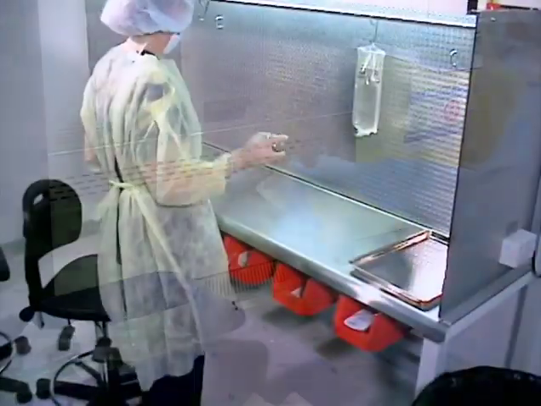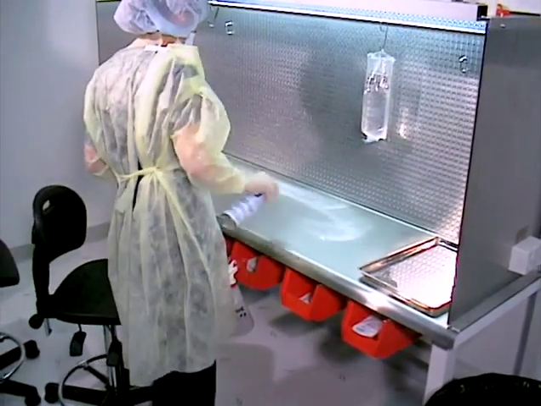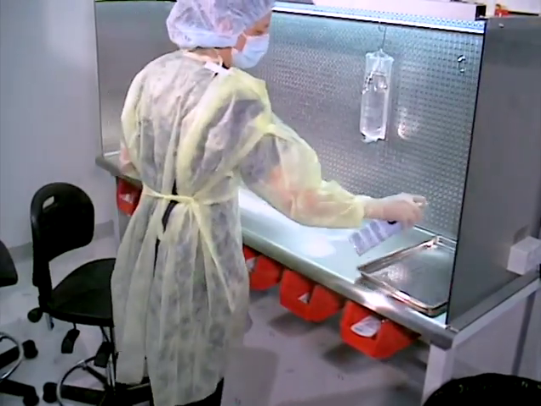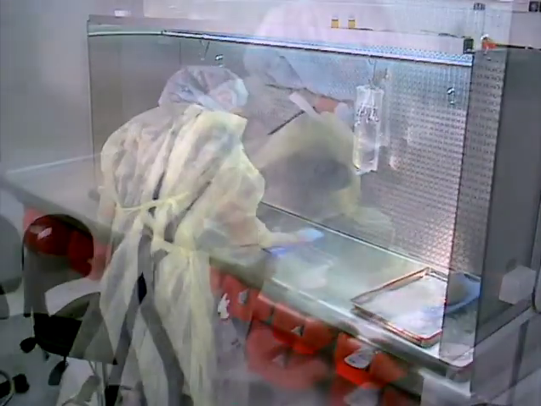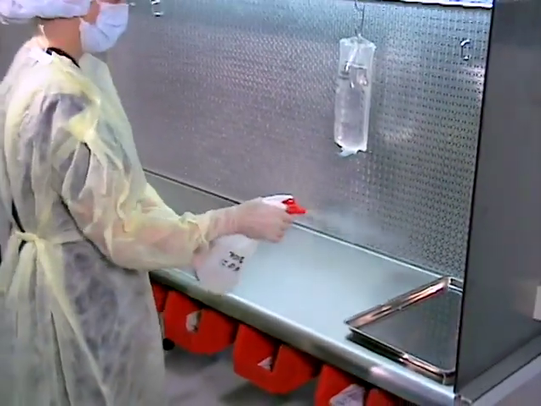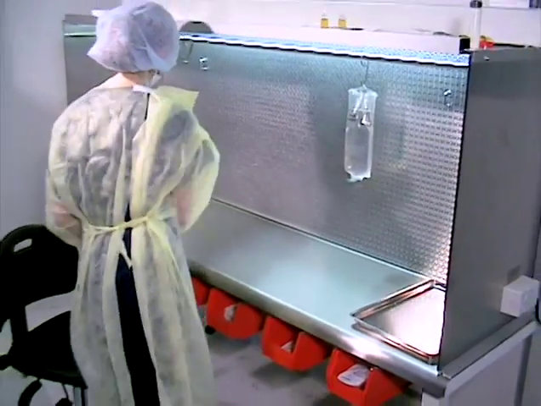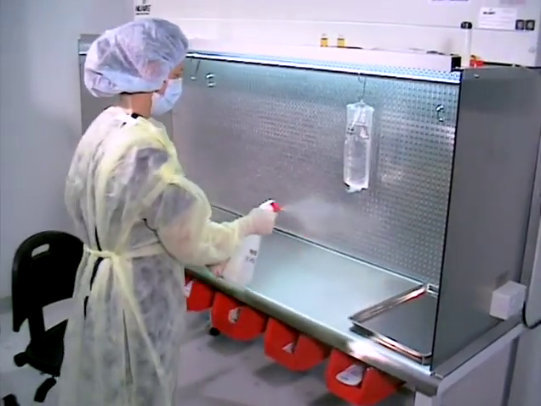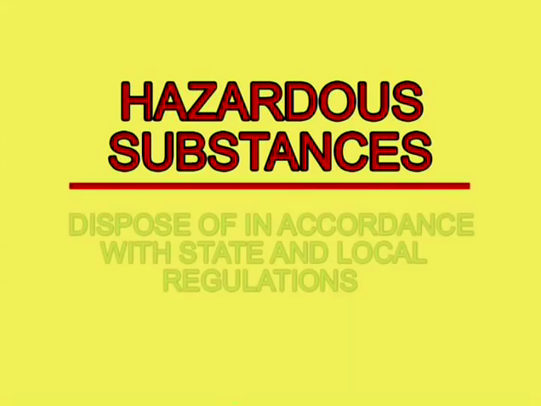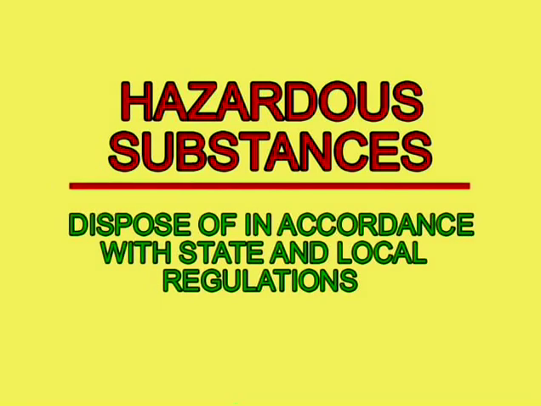The hood work surfaces should be sanitized with a water-based, low-residuing disinfectant cleaner, followed by a 70% isopropanol or ethanol rinse, which is then allowed to dry. All materials used in compounding hazardous substances must be disposed of as contaminated waste in accordance with state and local regulations.